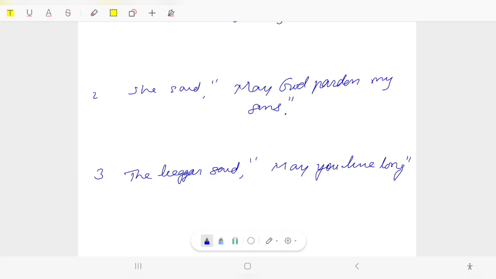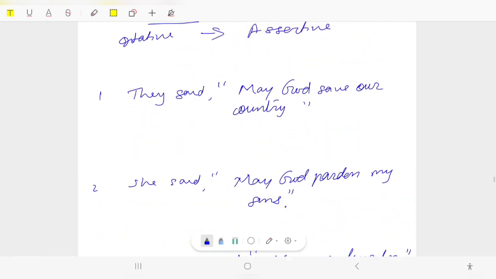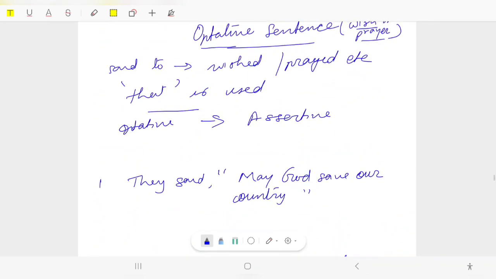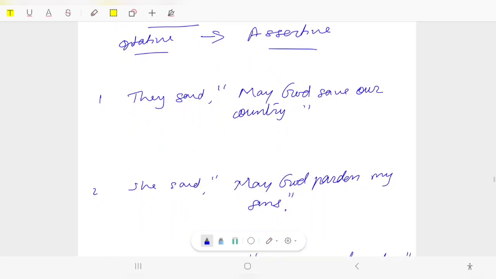So how do we change such sentences? Such sentences will be changed like this. Said to be converted into wished, prayed. The connector that will be used, and the optative sentence will be converted into an assertive sentence. Optative sentence will be converted into assertive sentence. Have a look at this one.